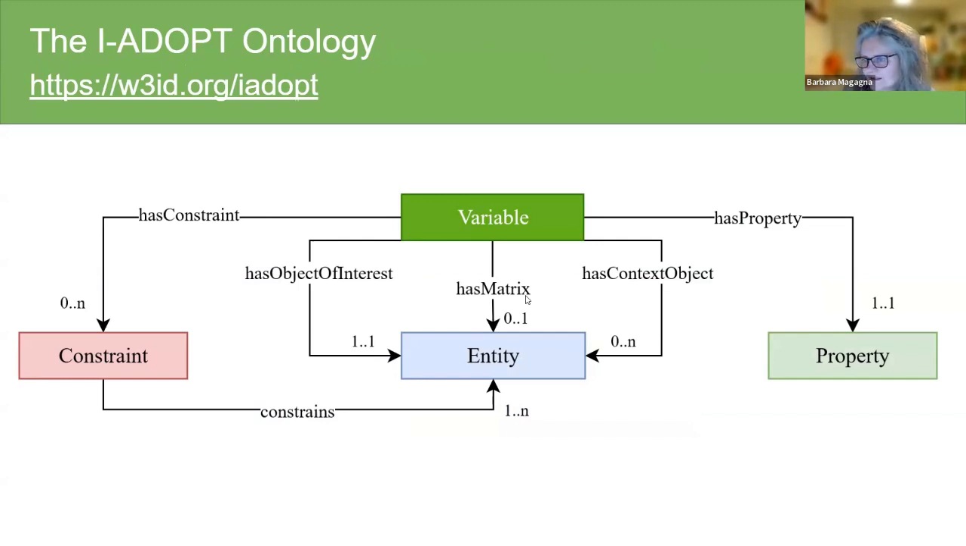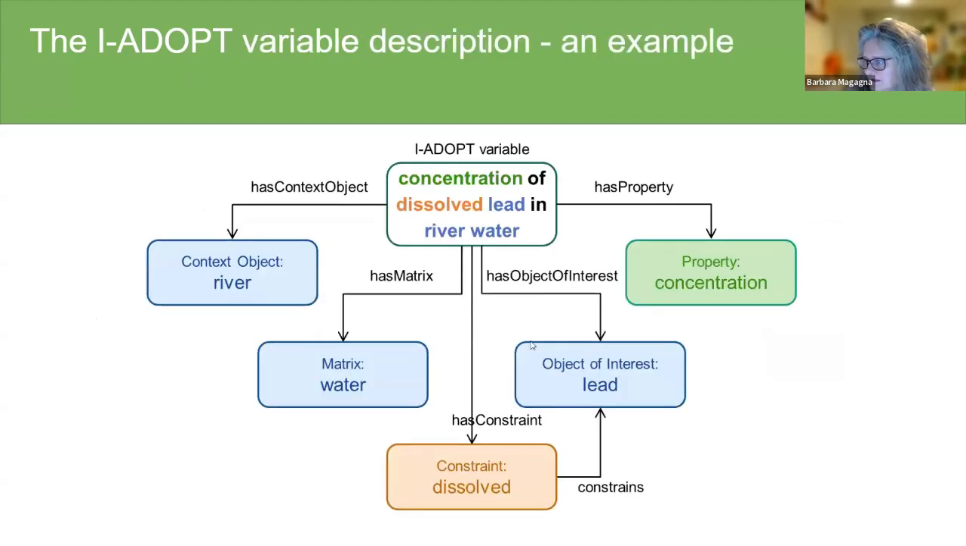And I explain this by an example, how these are connected, what we need here. The important thing is we have the variable, that is a compound term, or a semantic concept that includes everything that is needed for the description, but it has different components, and these components have different roles, right? It has a property, it has an object of interest, a matrix, a context object, and these entities can all be constrained. Let's see this with one example, a simple one: concentration of dissolved lead in river water.